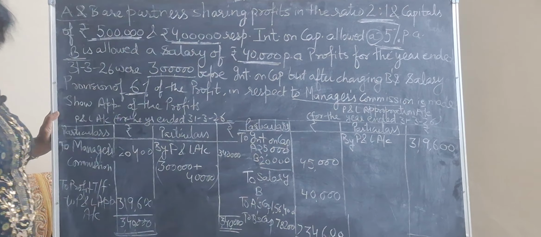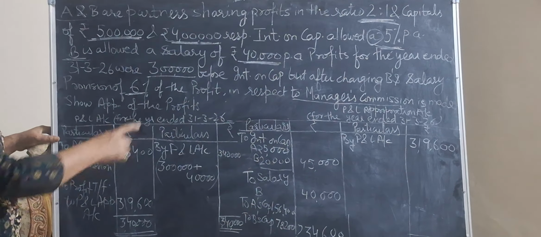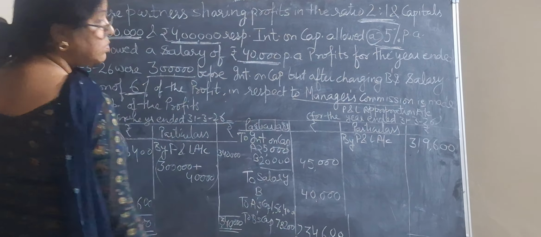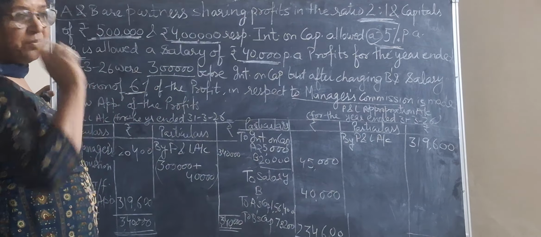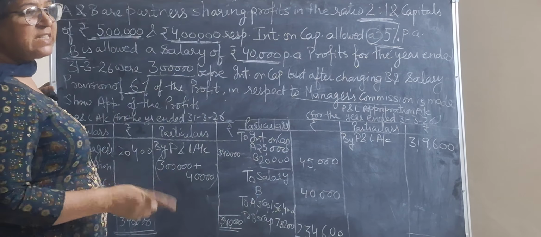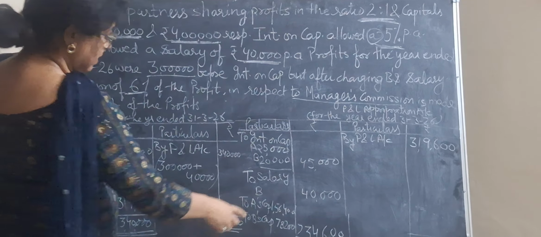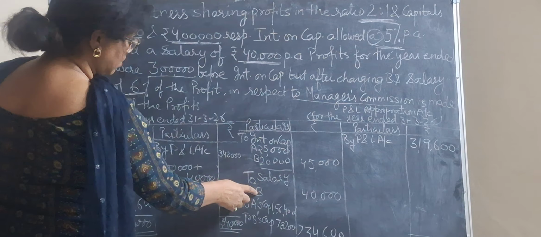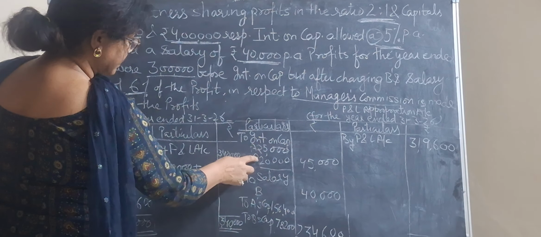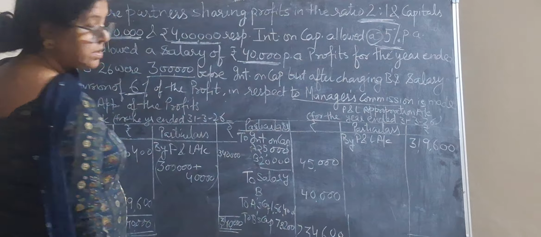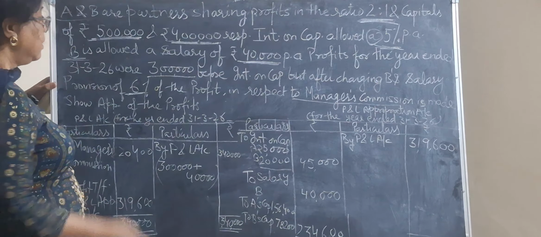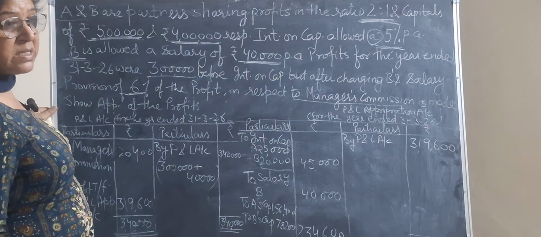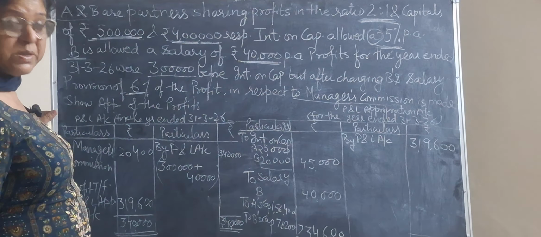How to divide the profits among the partners: the profits are to be distributed through the capital accounts if capitals are fluctuating. But if capitals are fixed, then it will be to A's current account and to B's current account, and here we write A's current and B's current account. Clear?